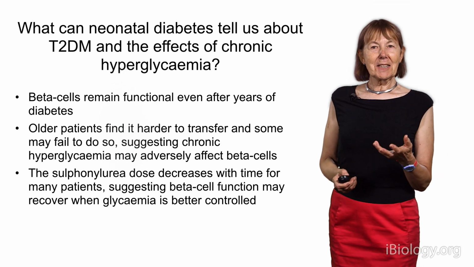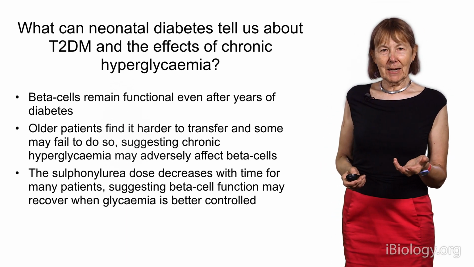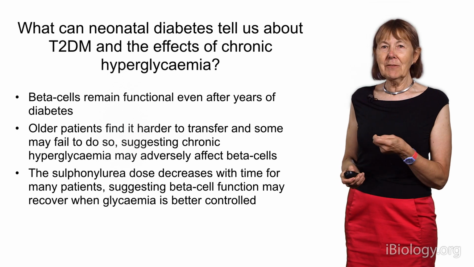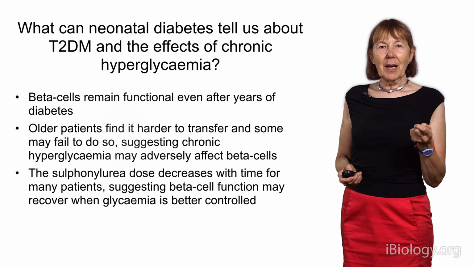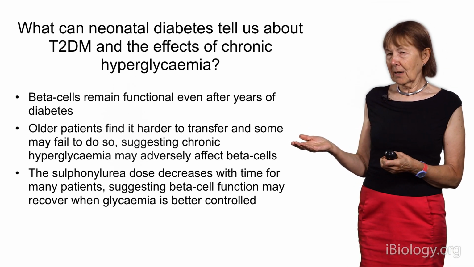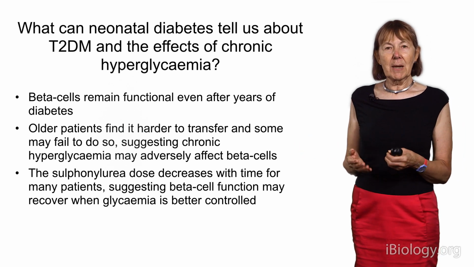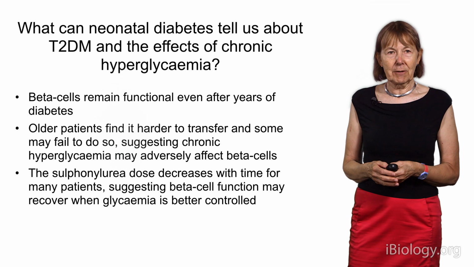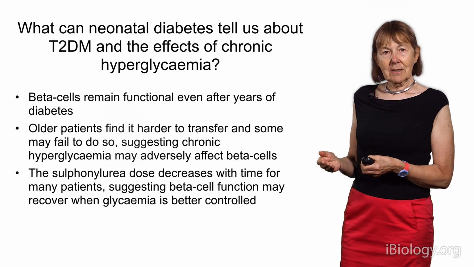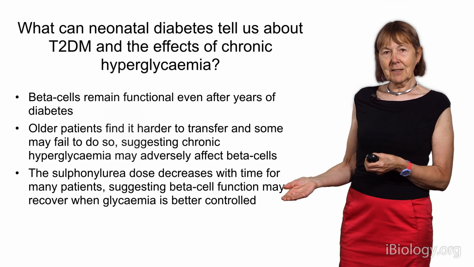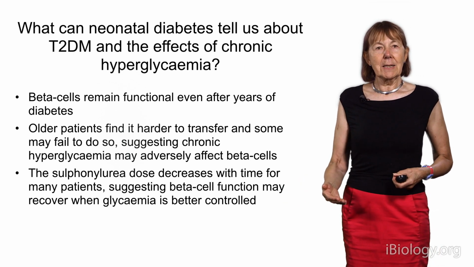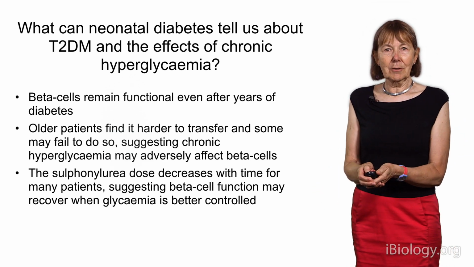And maybe this can help us understand something about the effects of chronic hyperglycemia. The first thing we know is that the beta cells do remain functional in these patients, even after years of diabetes. So they're clearly there. But the fact that the older patients find it harder to transfer and that some fail to do so suggests that maybe the high blood sugar level may adversely affect the pancreatic beta cells. And this may, of course, also occur in type 2 diabetes. And other evidence in favour of this idea is that the sulfonylurea dose decreases with time in many patients. And that also suggests that the beta cell function may recover when glycemia, the blood sugar level, is better controlled.